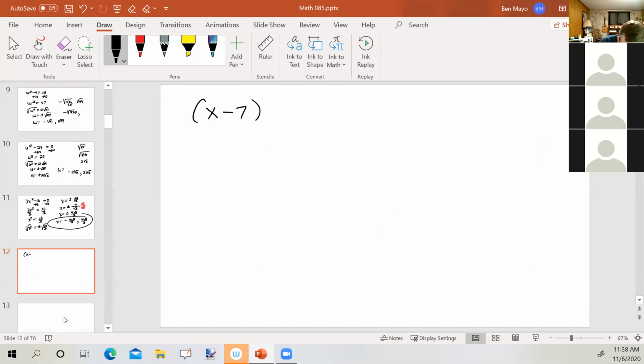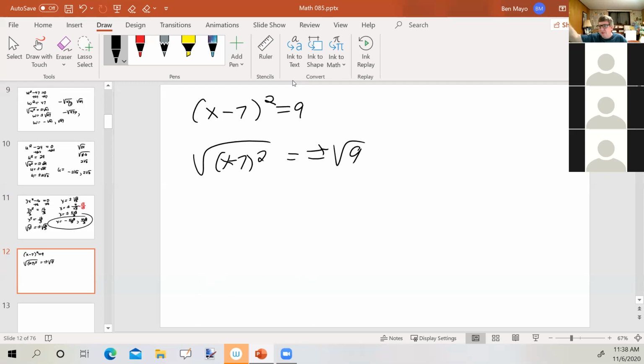x minus 7, the quantity squared, equals 9. On the left side of the equation, we have a perfect square trinomial that has a variable. On the right side, we have a constant. Now be careful. We don't want to FOIL that out. We're going to take the square root. I mean, FOILing it out, we could solve it that way, but that's not what we're looking at today.